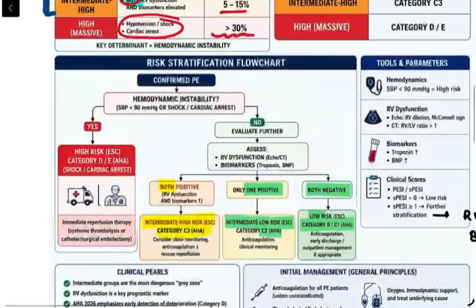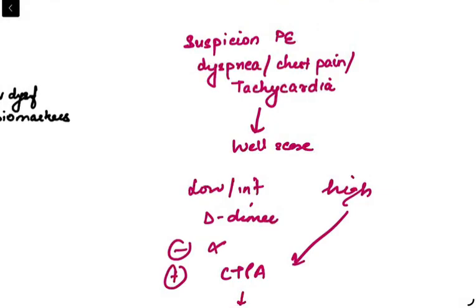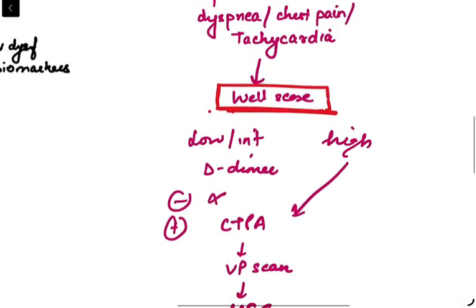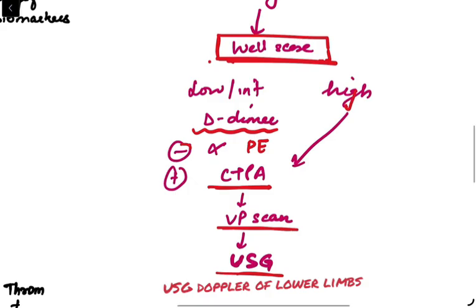The next topic is the risk stratification flowchart. First, confirming PE. You have a suspicion of PE with dyspnea, chest pain, tachycardia. You go for a Wells score. If the Wells score is low or intermediate, you consider doing a D-dimer, and if the D-dimer is negative, you exclude pulmonary embolism. If it is positive, you can undergo CT pulmonary angiography, and if the score is high, you can directly go for imaging. If this is not clear, you can go for a ventilation perfusion scan, and ultrasound.